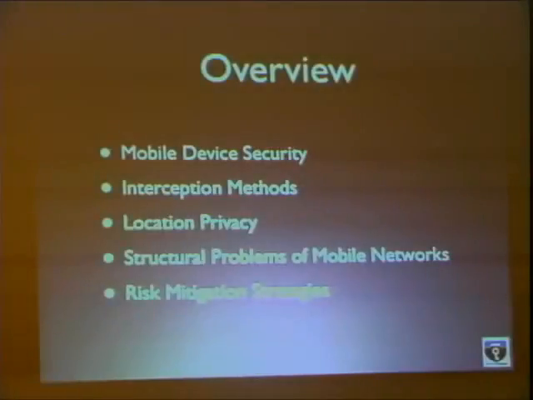Then we talk a bit about location privacy. Basically, why do we need it? What is it? How can we ensure it? Look into the structural problems of mobile networks and move then on to some risk mitigation strategies. Basically, what can you do to solve these problems, or at least not make them bite you as hard as they can?